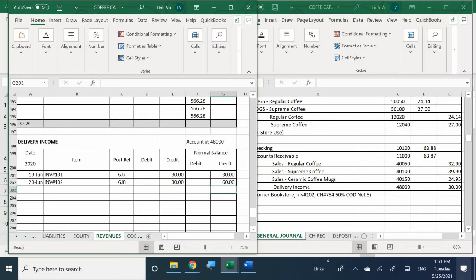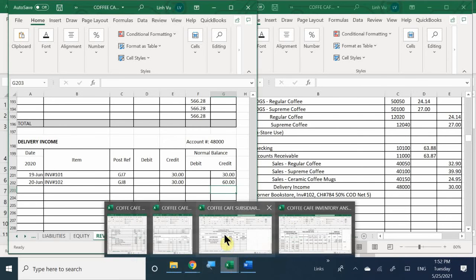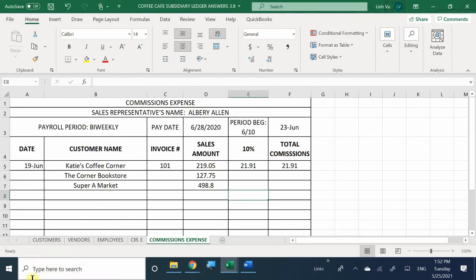I next went to the subsidiary ledger, and I first went to the commissions expense to update Albert's commission. Okay, we could do that. So here's the subsidiary ledger, commissions. Date 6/20 for the corner bookstore, invoice 102. The sales amount is 127.75. That should give them a commission of 12.78.